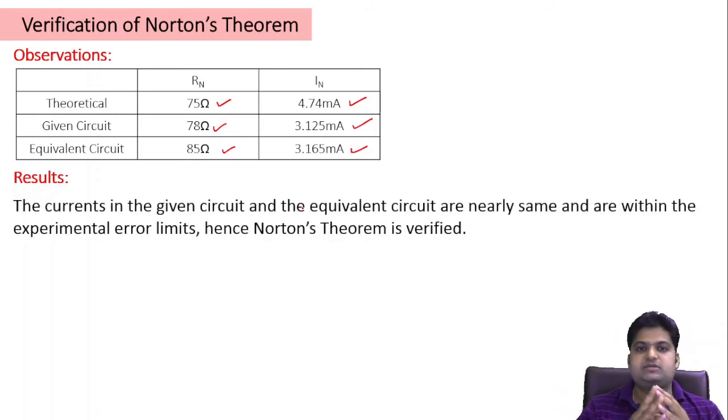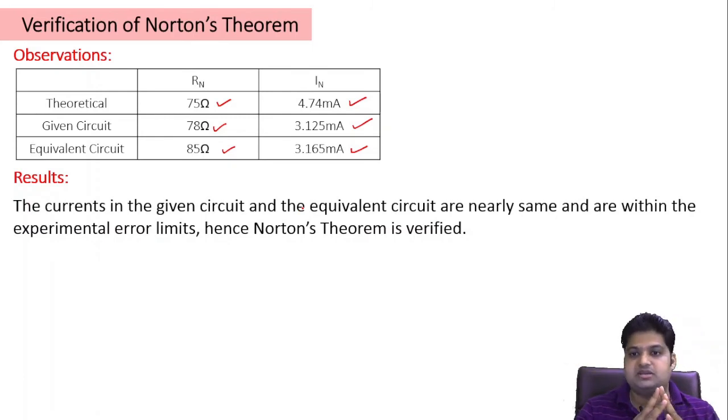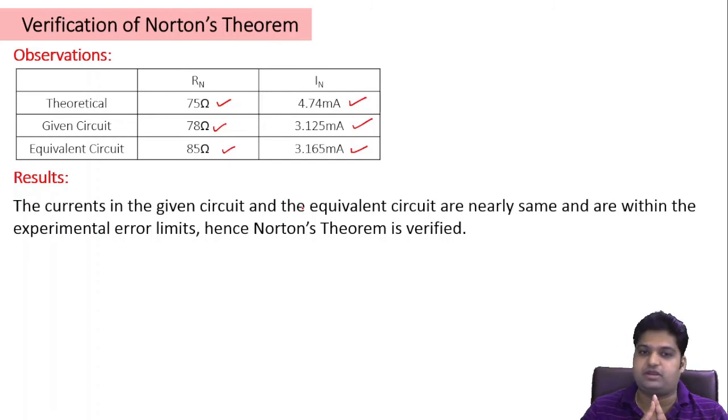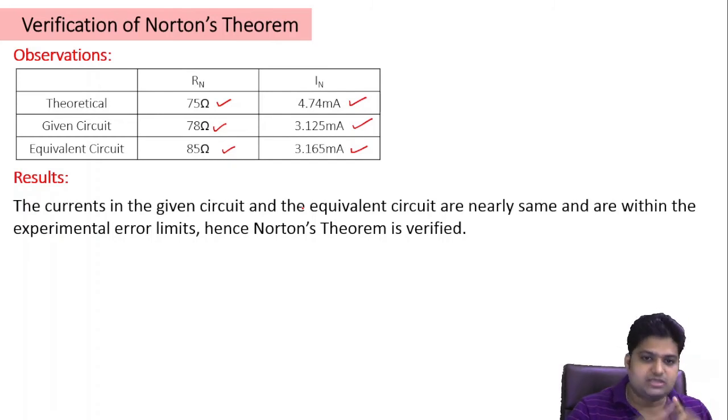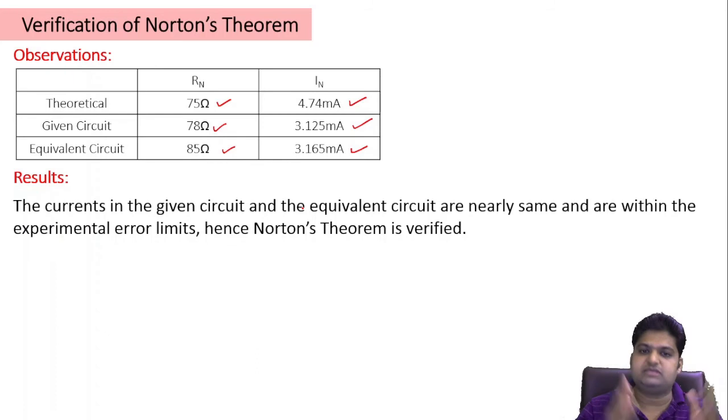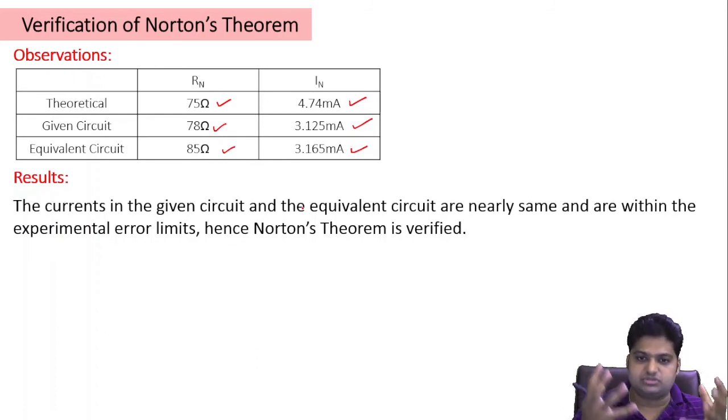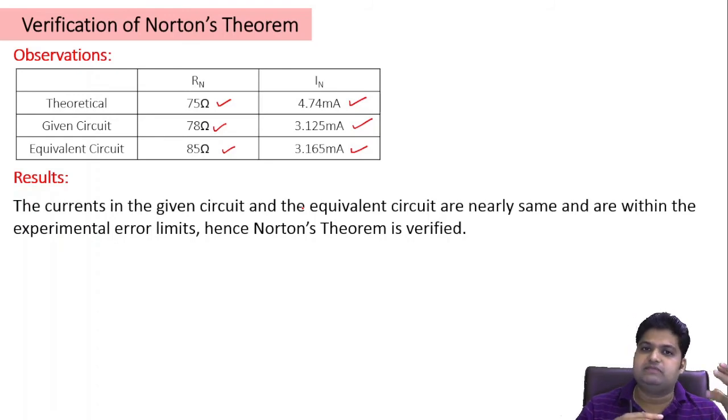So in the result, you can simply write that the currents in the given circuit and the equivalent circuit are nearly the same and are within the experimental limits of the errors, and hence Norton's theorem is verified. So you can see that we have actually verified Norton's theorem, which shows that the given circuit and the equivalent circuit would be the same.